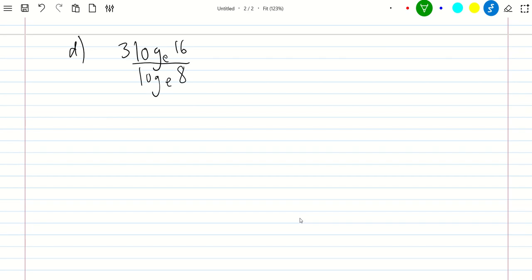Now we've got log base e. So there's our natural log there, okay? Our natural log. Let's have a look at what we can do. At the moment, we could put those two things together.